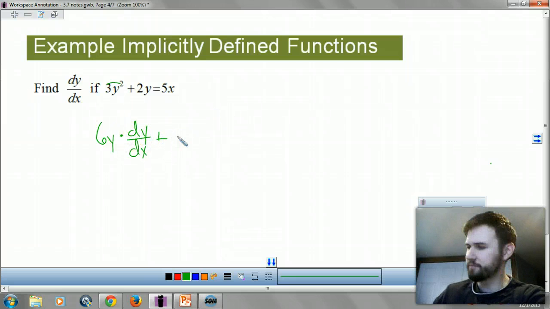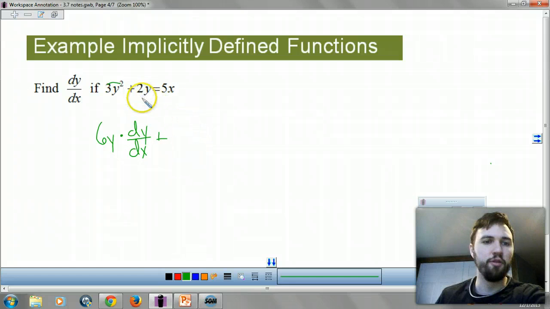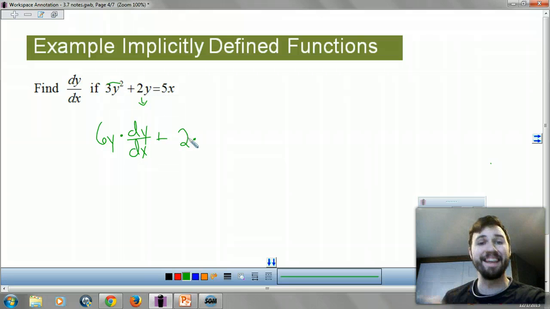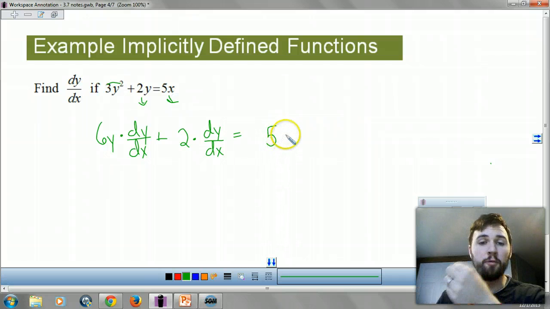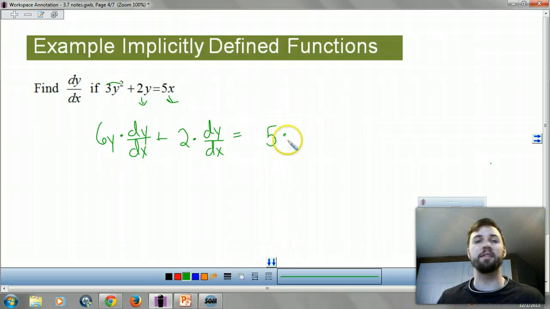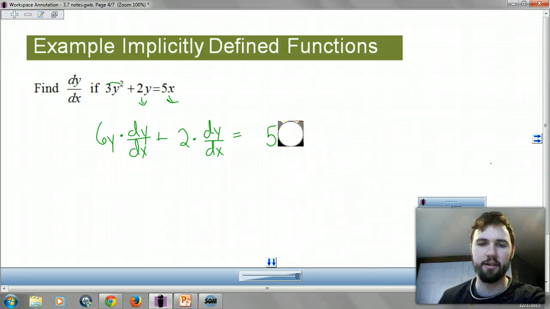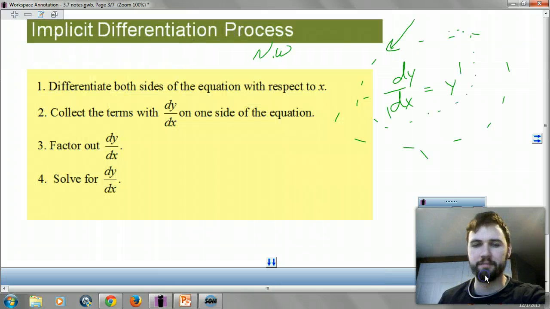Plus 2y, derivative of that just goes to 2, times the derivative of my inside, which is my derivative of y, which is dy over dx. Okay? And that equals derivative of 5x is 5. And we don't have to times this one by dy over dx because that's just 1. Okay? So we don't have to use the chain rule. Get out of here. Get out of here, you crazy variable. You're crazy. Okay, what's our next step?